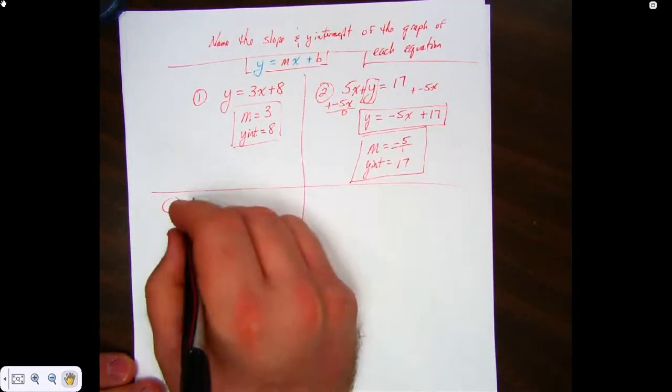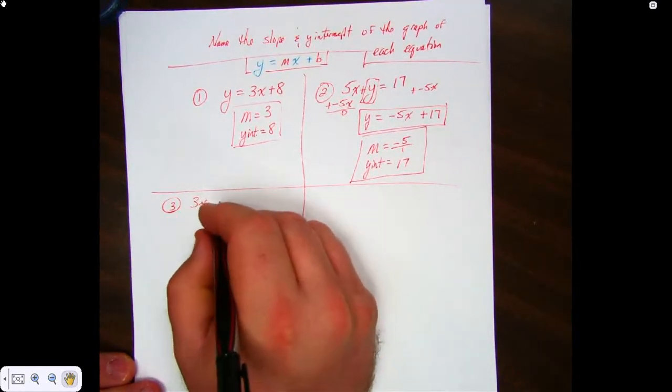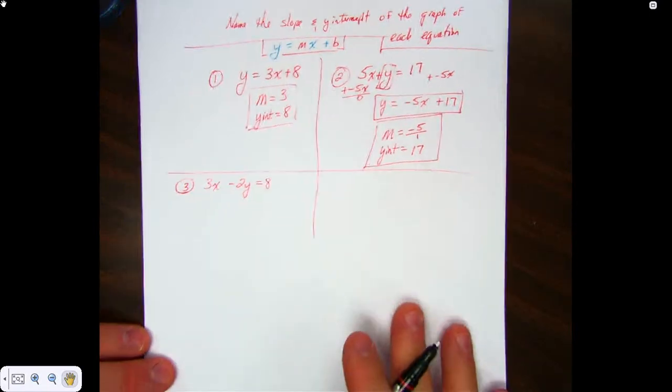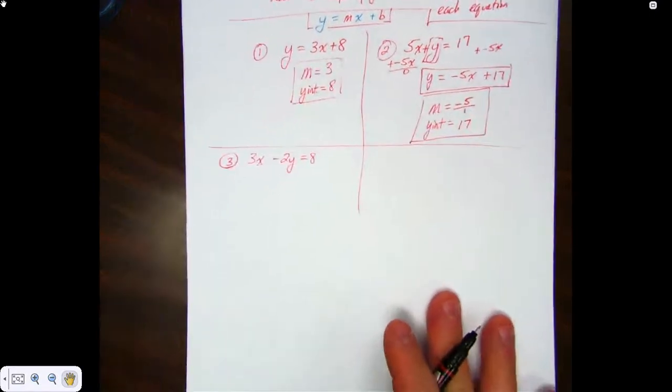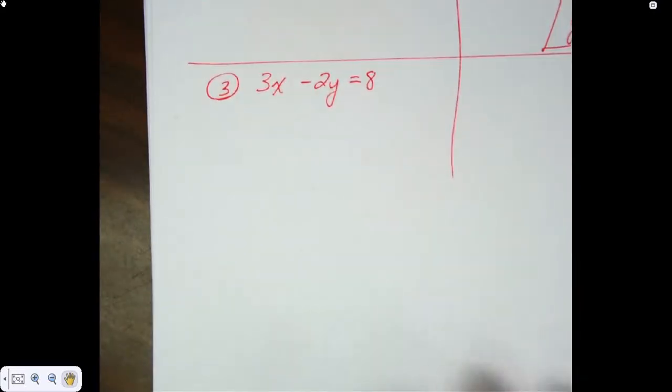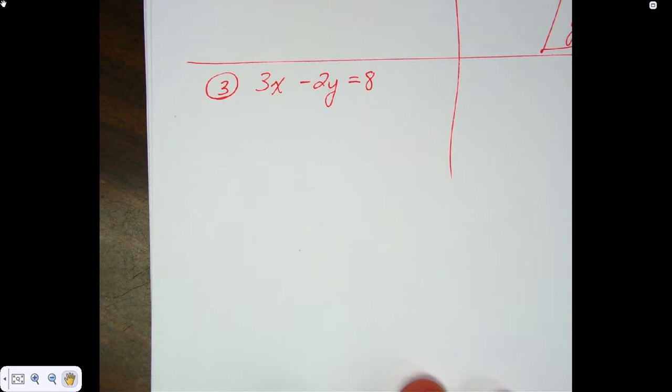Number 3. This one's going to be even more fun. 3x minus 2y is equal to 8. What do I do here? I need to find the slope and y-intercept. So what do I need to do? It has to be in what form? Slope-intercept form. Is this equation in the form y is equal to? Please write down notes, everyone. It is not in the form.